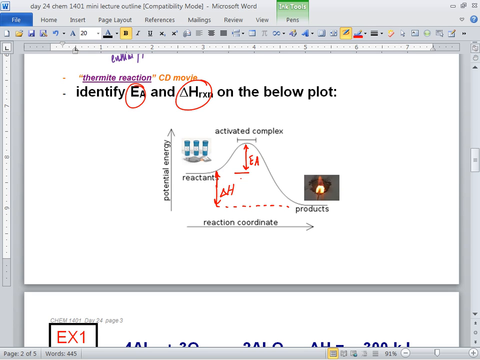Will delta H be positive or negative in this? Sydney, what would you say? Would delta H be positive or negative? We don't know how many kilojoules this is going to be, or joules, but would it be a positive or negative number? Sydney, what'd you say? Not positive, right? Because it's exothermic. You end up at a lower energy, so it's giving off a lot of heat. It has to be negative, right? This would be a negative delta H, okay?